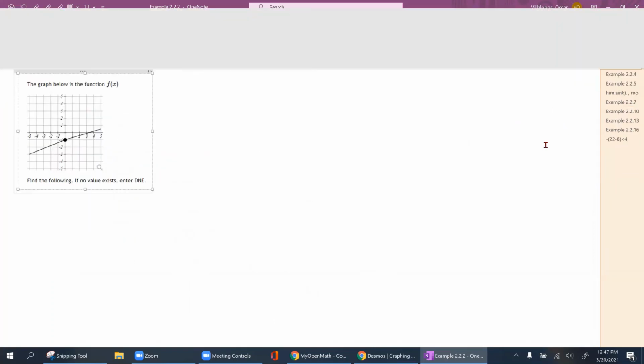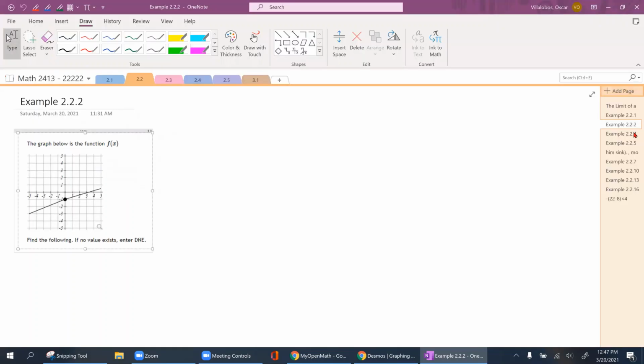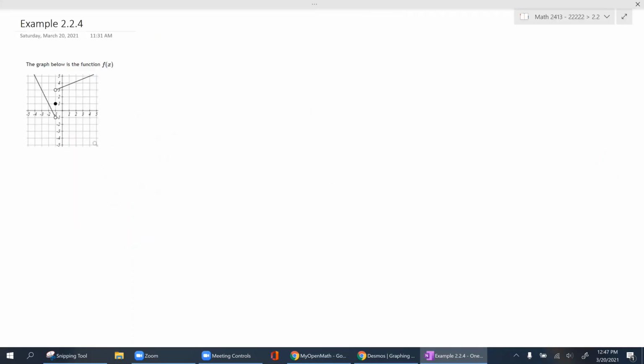Okay, you have another example here. Oh, and it's not this. This is very similar to the one we found. We'll go ahead and do this one, 2.2.4. You're going to be asked to find the limits as x approaches -1. This is the function f of x.